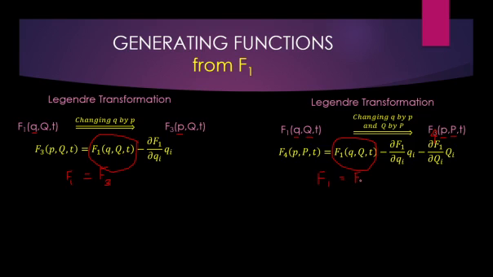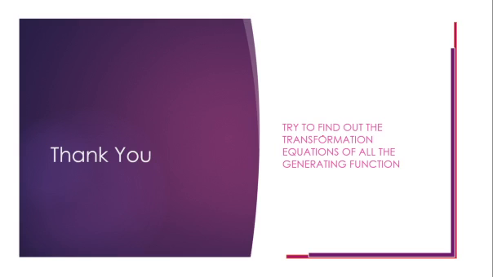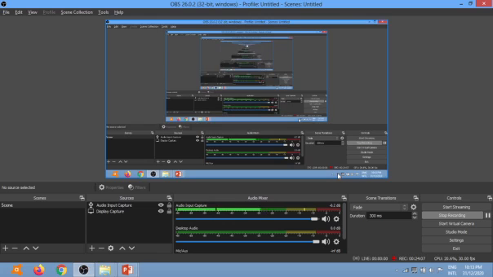Finally you can substitute in the conditions for canonical transformation, as we have done with F2, and obtain the transformation equations. I hope you will find the transformation equations of the remaining generating functions, and let's have a comparison of all the transformation equations. Okay, thank you. Make a try and take care.